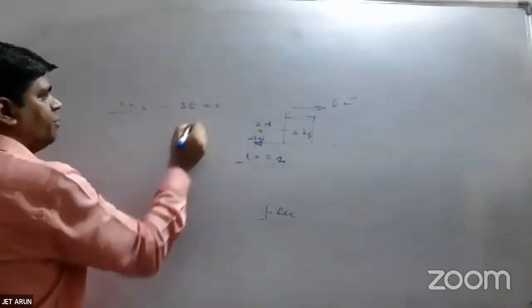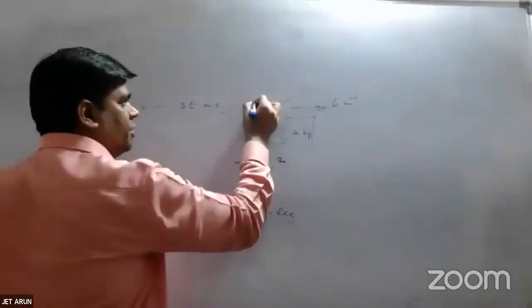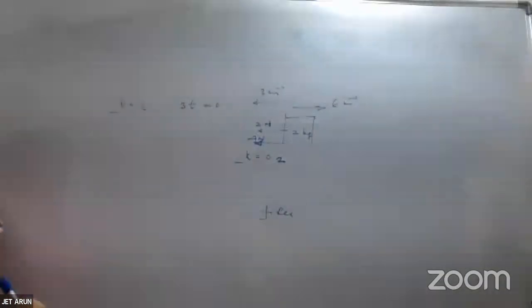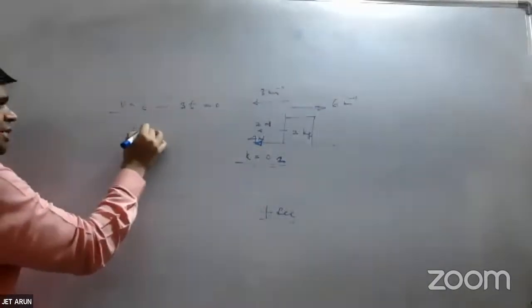V is equal to u minus at. Acceleration is towards left, 3 meters per second square. Velocity is towards right, 6 meters per second. So t is equal to 2 seconds.